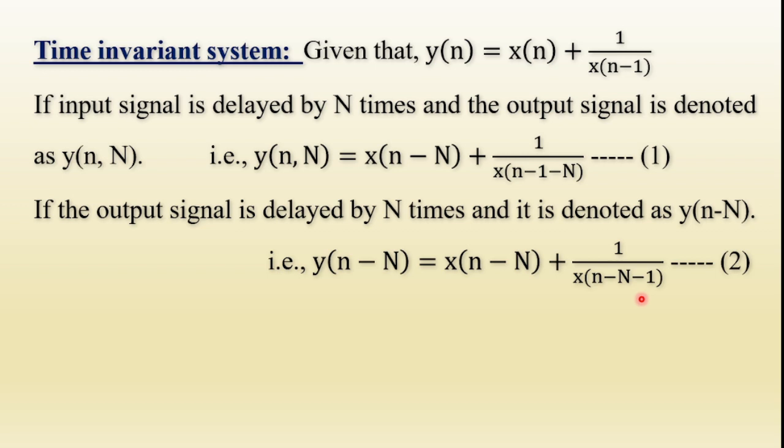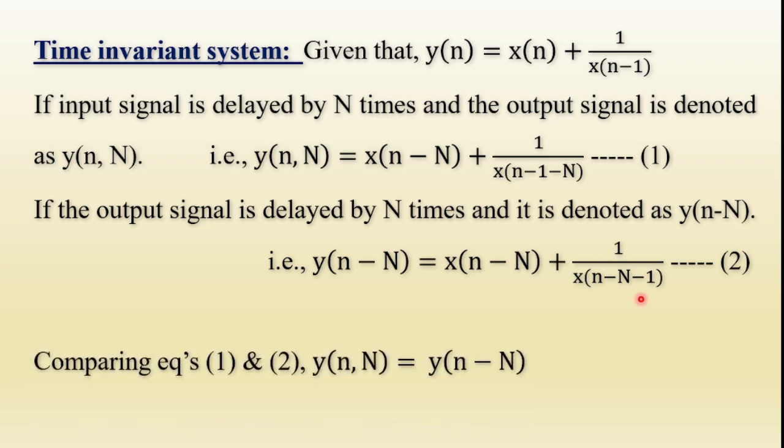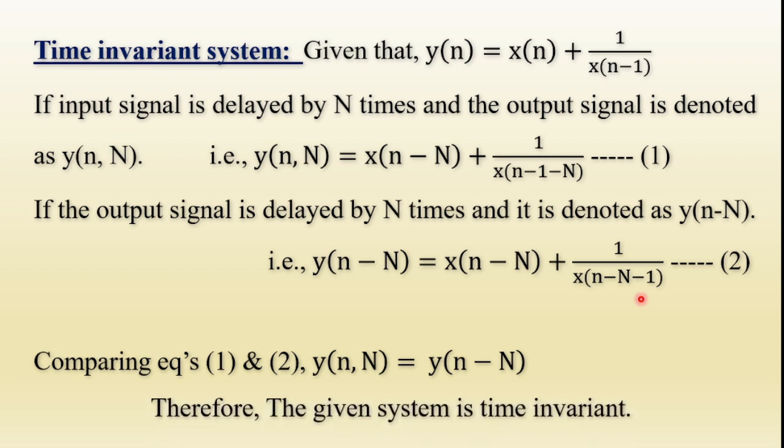So now comparing equation 1 and equation 2, we get equation 1 is equal to equation 2. That is, y of n comma capital N is equal to y of n minus capital N. The time invariant system condition is satisfied here. Hence, the given system is a time invariant system.